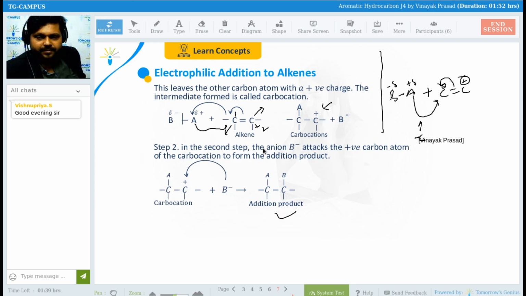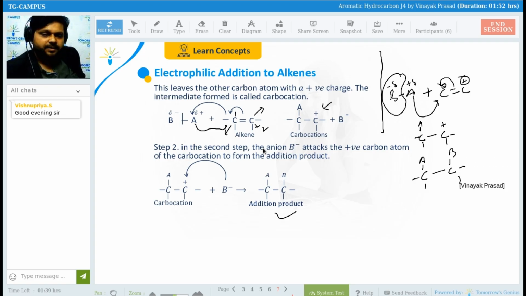A will be here, right? Single bond, carbon positive. This will be there. Now, again, in the second step, this B minus, the negative charge, will be coming to this carbon positive one. So we will be having A, carbon, and again B on this carbon. So this is the addition product that we are going to get here.